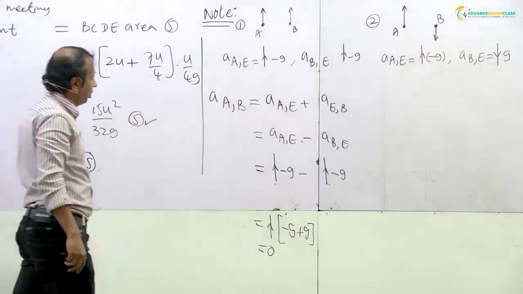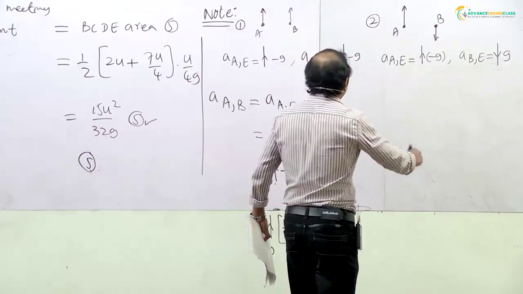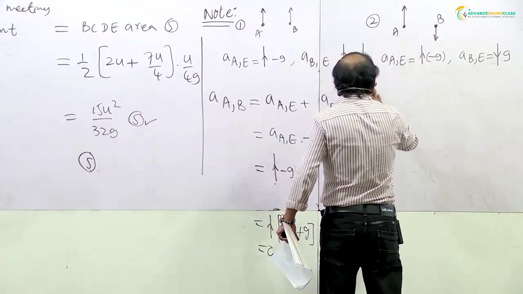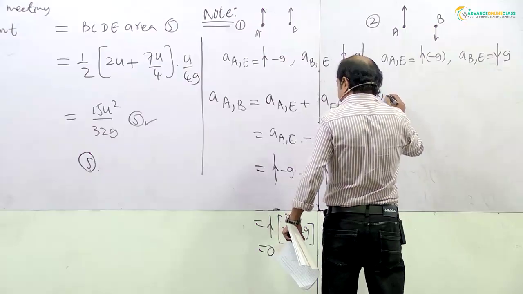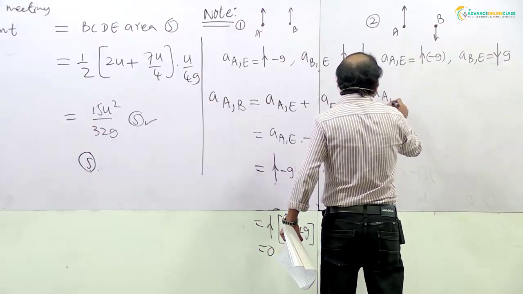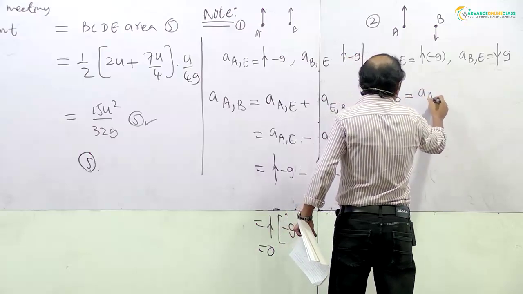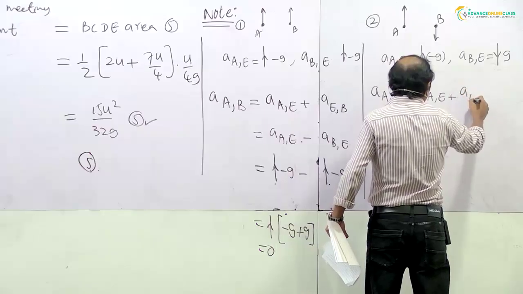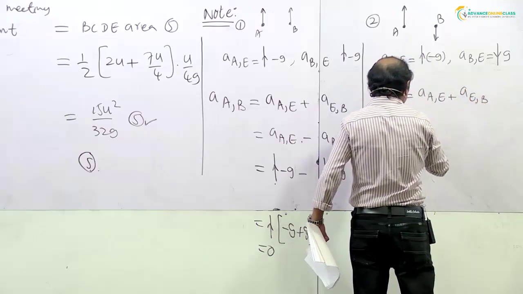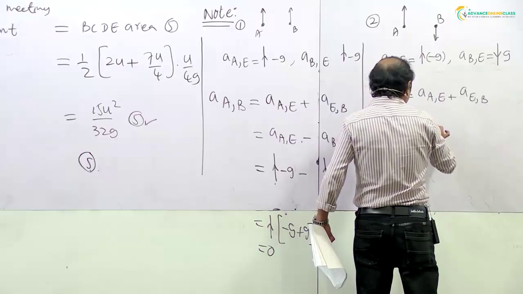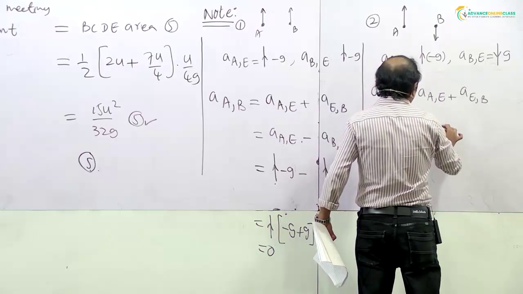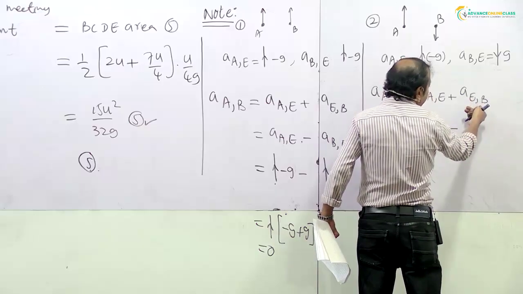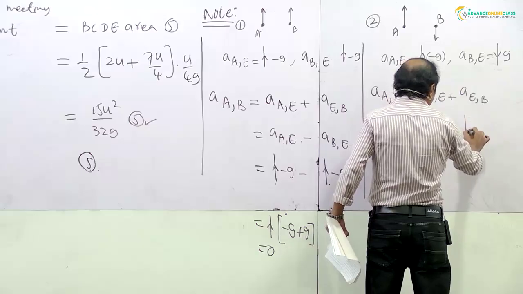Right. Acceleration of A relative to B: A, B plus A, E, B. This is A, E, minus g, minus, I interchange this order, then a minus sign comes in, downward g.